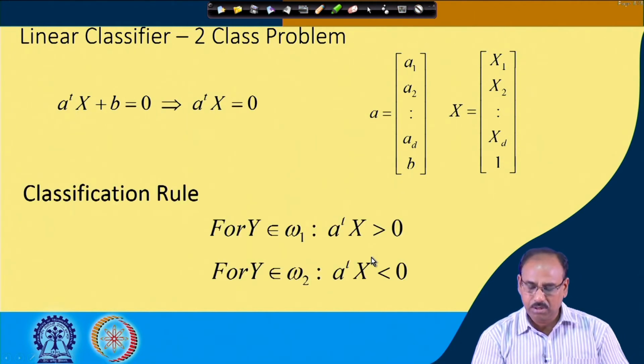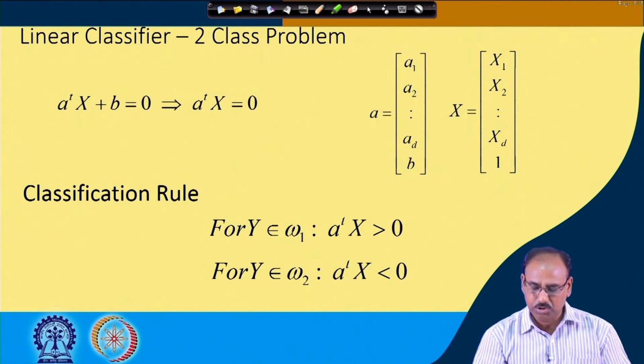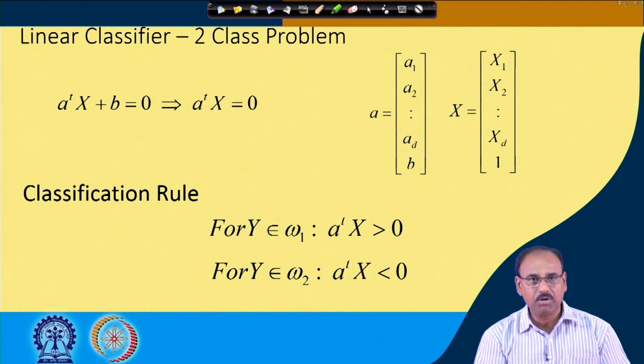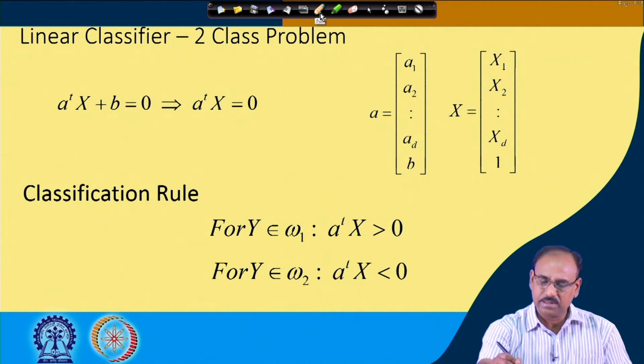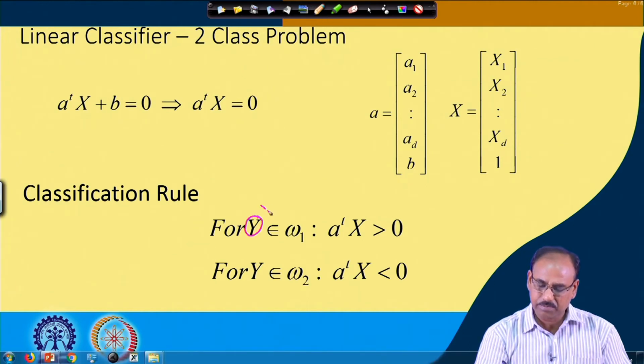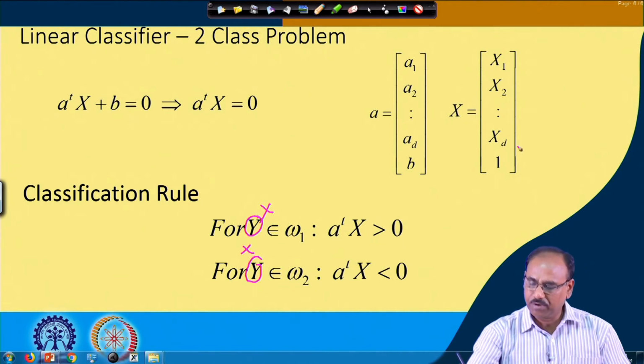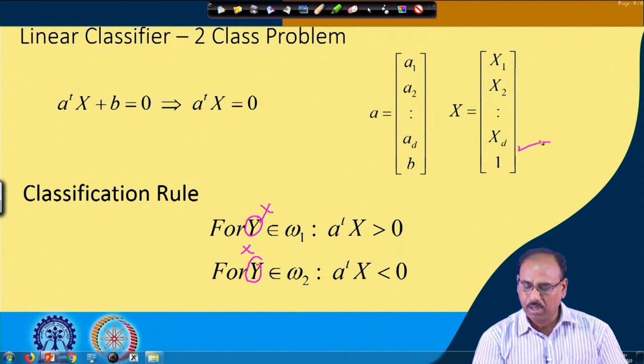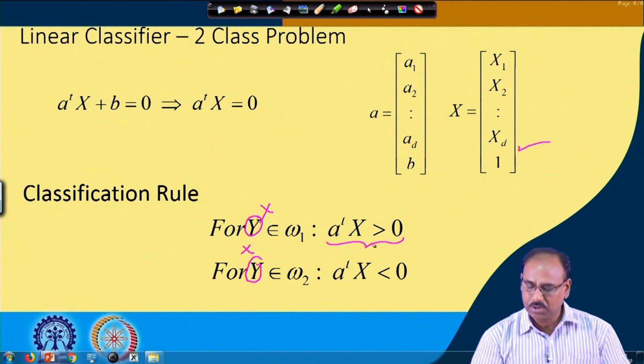The classification rule will remain that for every x belonging to class omega 1, I must have A transpose x greater than 0. For every feature vector x in this modified form taken from class omega 1, I must have A transpose x greater than 0, and if it is taken from class omega 2, I must have A transpose x less than 0. So for correct classification, the classification rule remains the same.